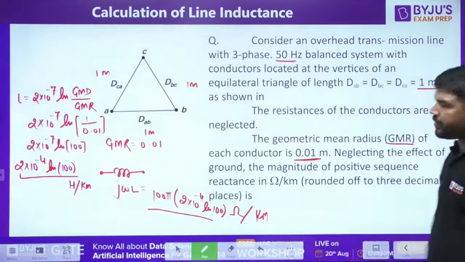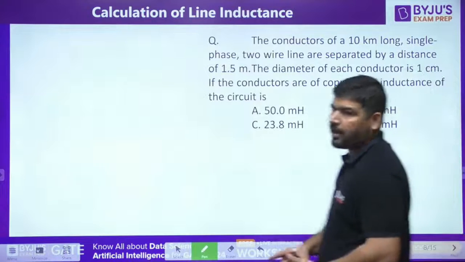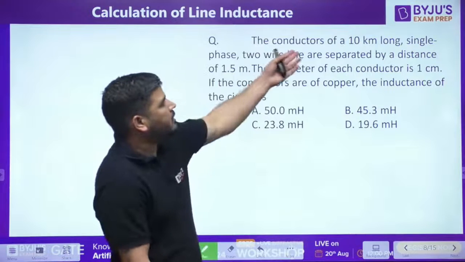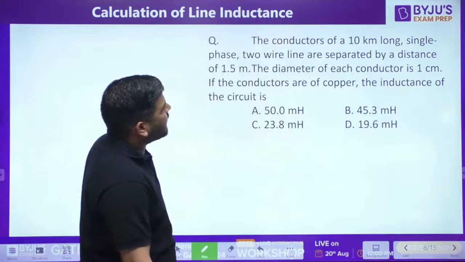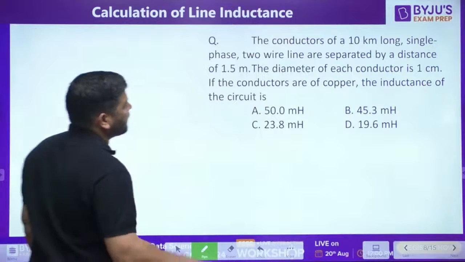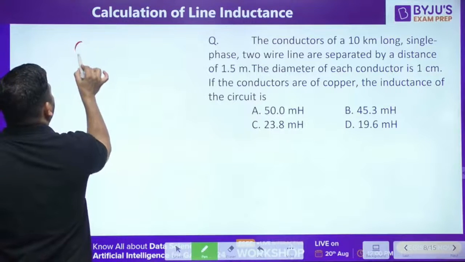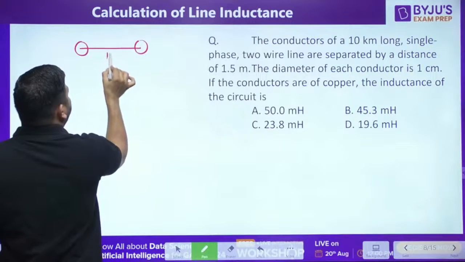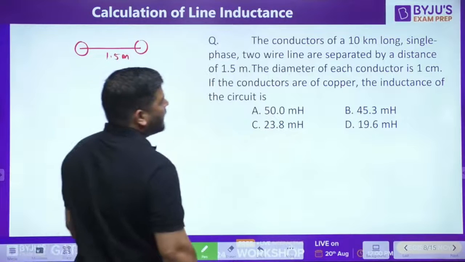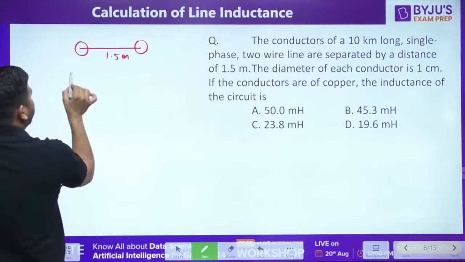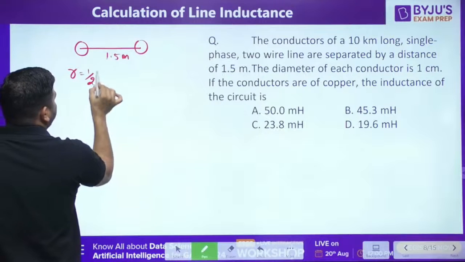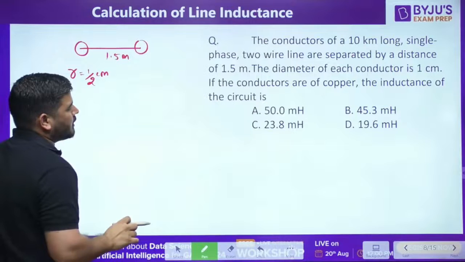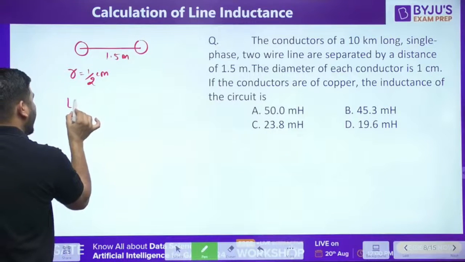And the next question on your screen is this. The conductors of a 10 kilometer long, so it's a short transmission line, single phase, 2-wire line are separated by a distance of 1.5 meter. Okay, it's a single phase line, so there are 2 conductors. The diameter of each conductor is 1 centimeter. It means the radius of each conductor is half centimeter. If the conductors are of copper, the inductance of the circuit is, it means I need L.